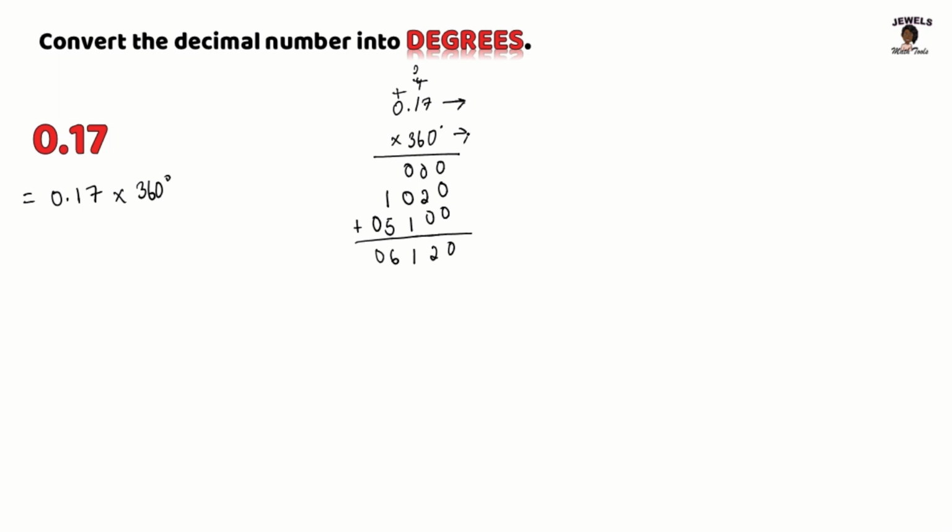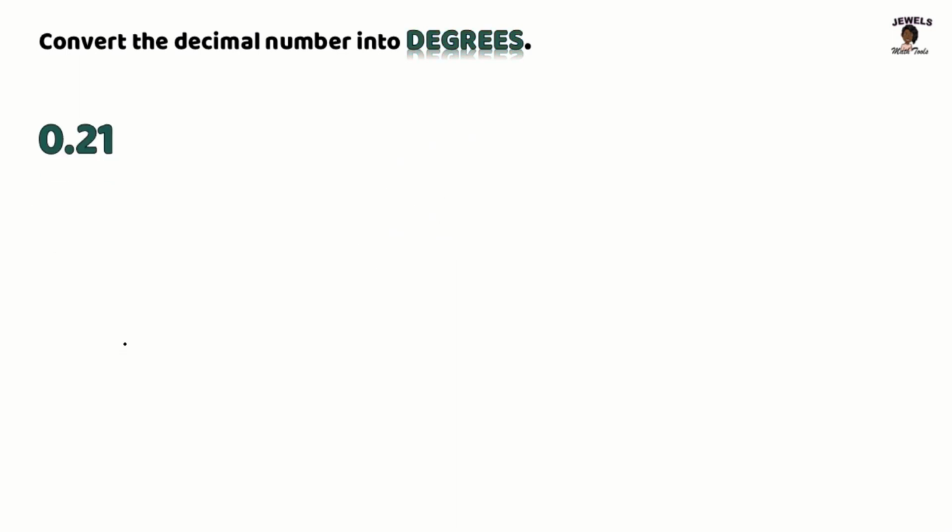digits are behind the decimal point. So in 17/100ths, we have 2 digits behind the decimal point. In 360 degrees, there are no digits behind the decimal point. So in total, we should have 2 digits behind our decimal point. So we'll count 1, 2, add in our decimal point, and 17/100ths in degrees will be 61.2 degrees.